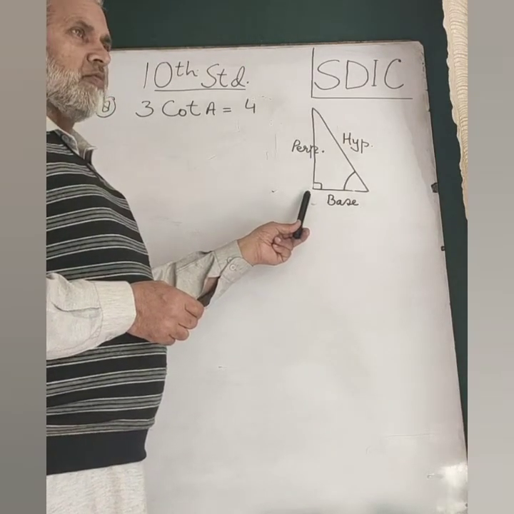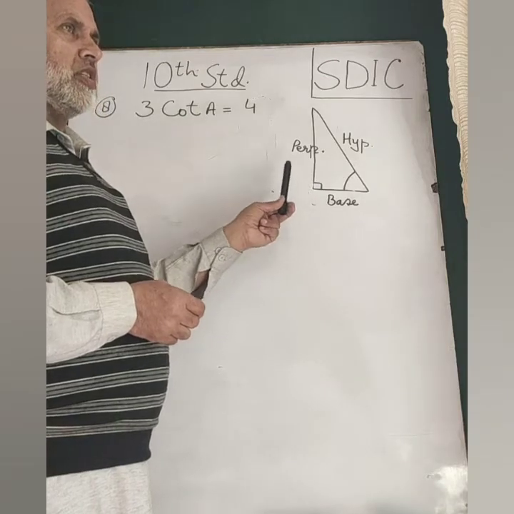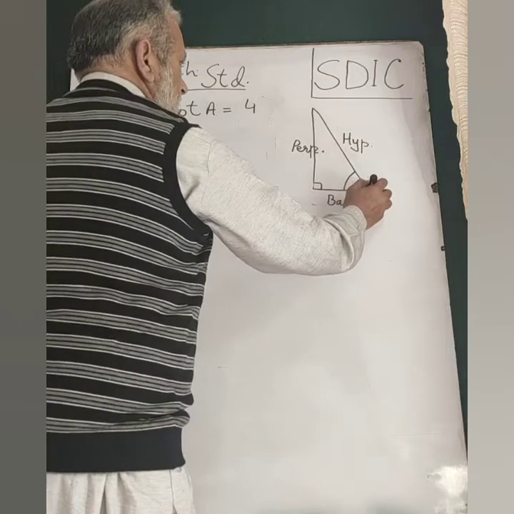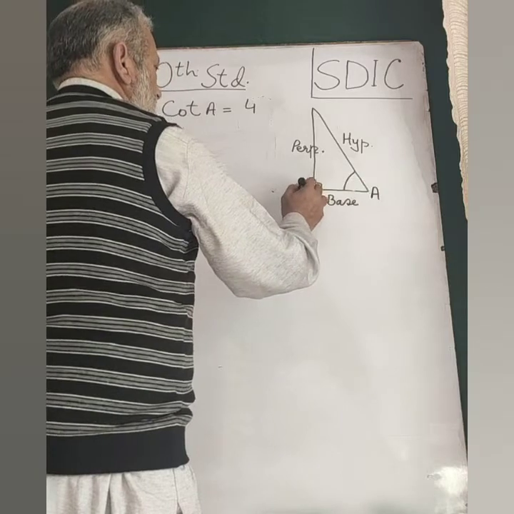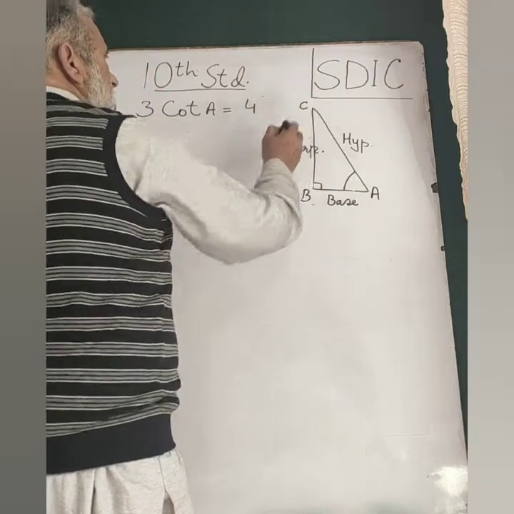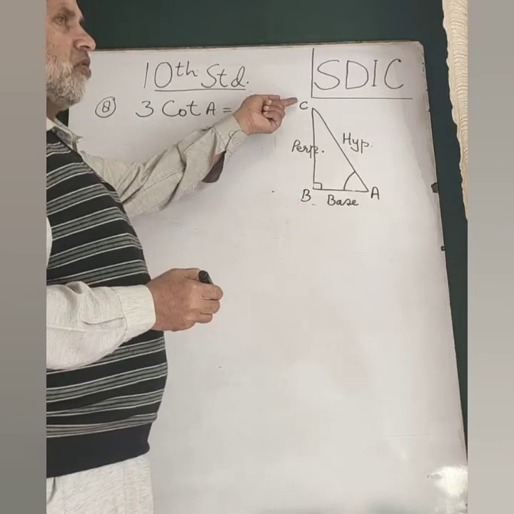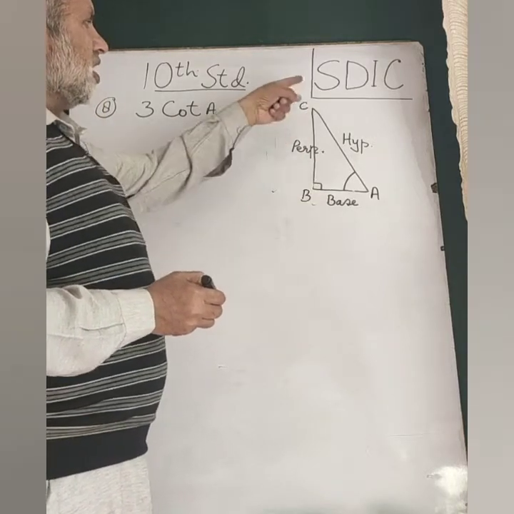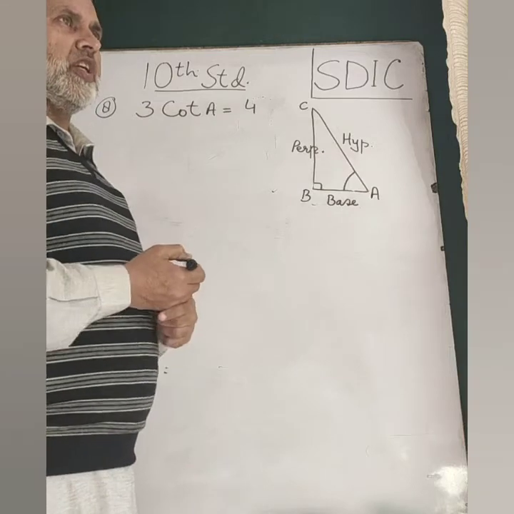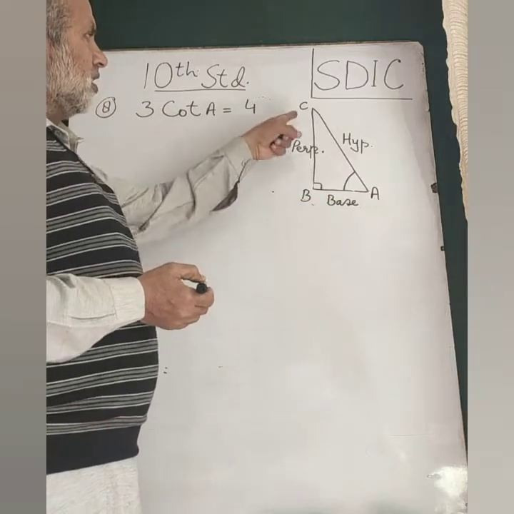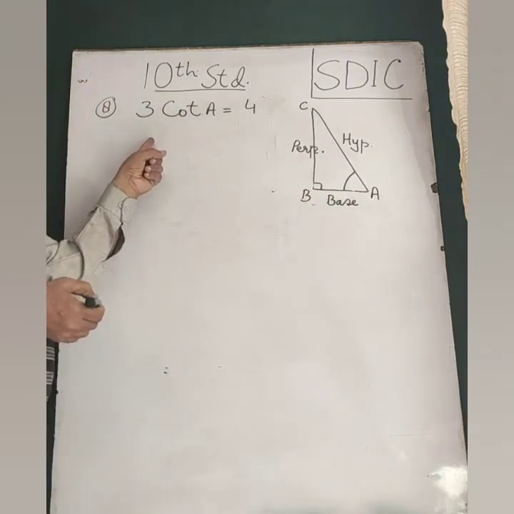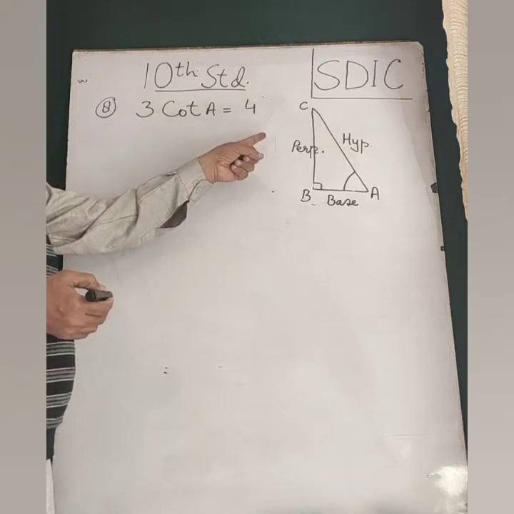We will either name this vertex as B or C. Let us call this A, this is then B, this is then C. Instead of B, you can also call this vertex C, then this will be B. The triangle we have used is triangle ABC. And in this right triangle, what is given to us now? 3 cot A is equal to 4.